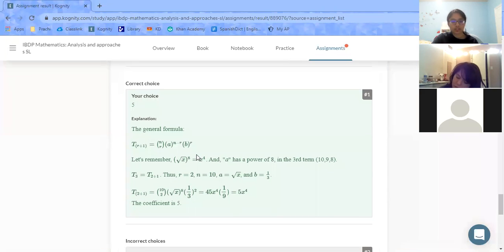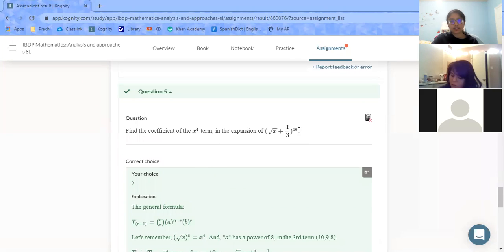And then you would just, because that's the second term, because 8 is 2 less than 10, and the first term starts with the higher number and then it goes down. So it would be the second term.